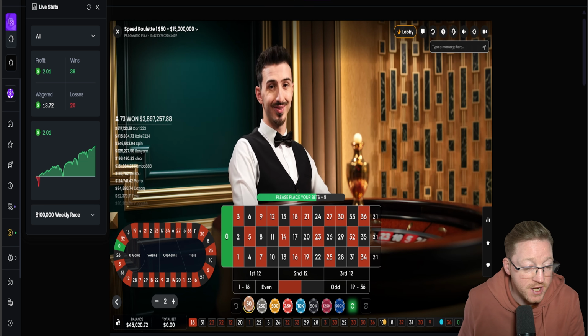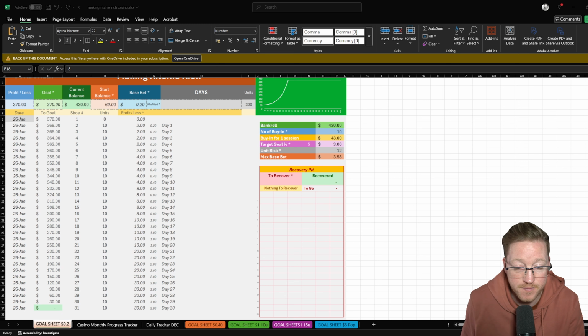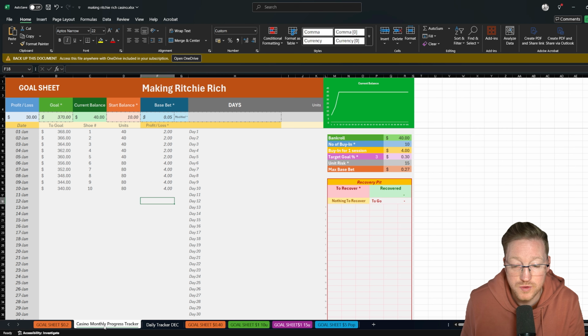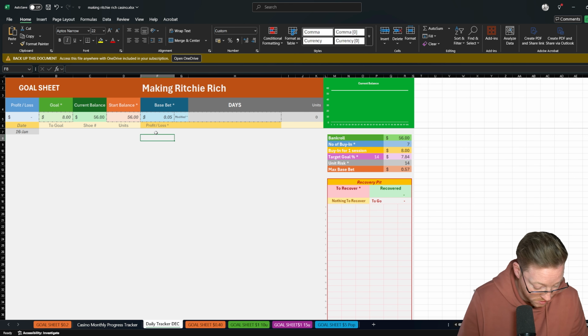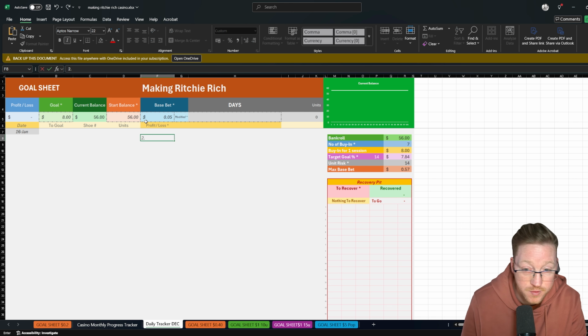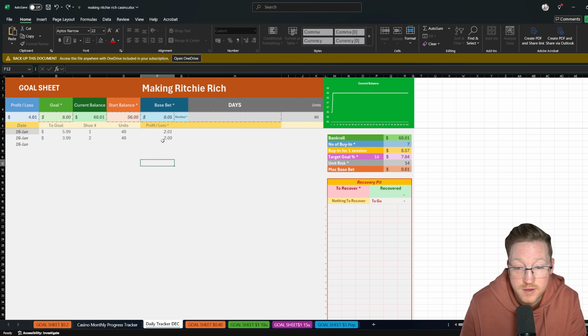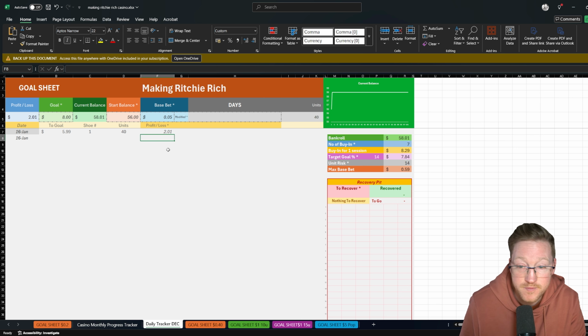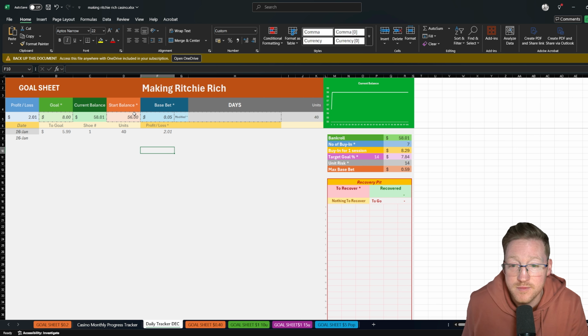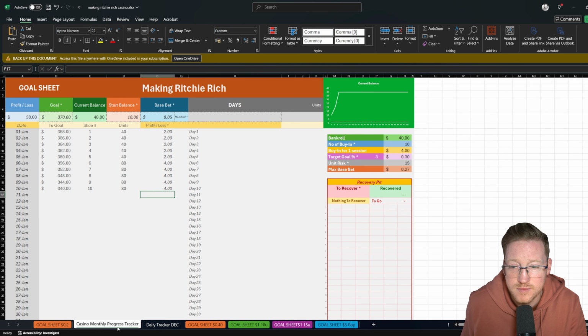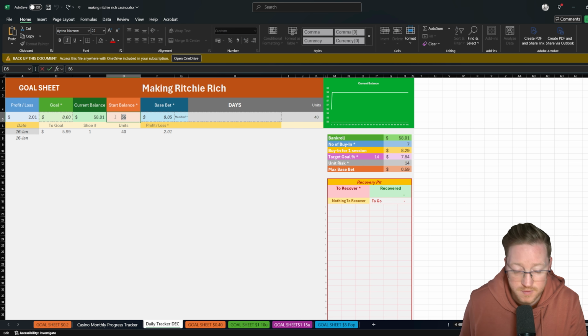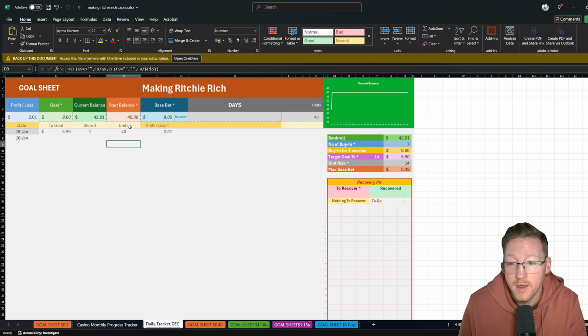So I will go over to my sheet and add that in. My daily tracker. So I'll put 2 in there. I'll put 2.01 up here, and take that out. So that balance is wrong. What are we on? Current balance should be 40. Yes, that's the right one. So yeah, 3 more sessions of just doing that.